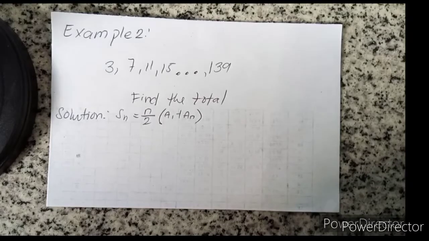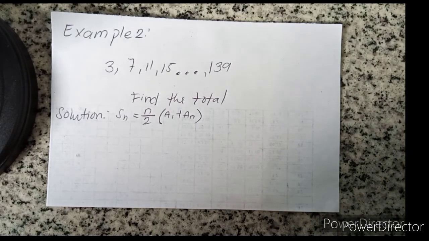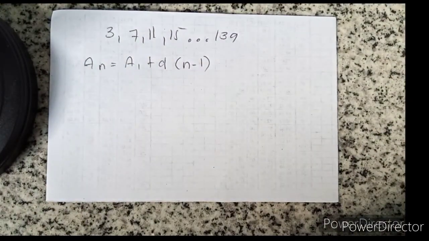Example number 2. We have 3, 7, 11, 15, and 139. First, we need to find the total. First, we need to find what term 139 is. Now we're going to use the formula for the arithmetic sequence to solve this. So let's solve. Now this is the formula for the arithmetic sequence.